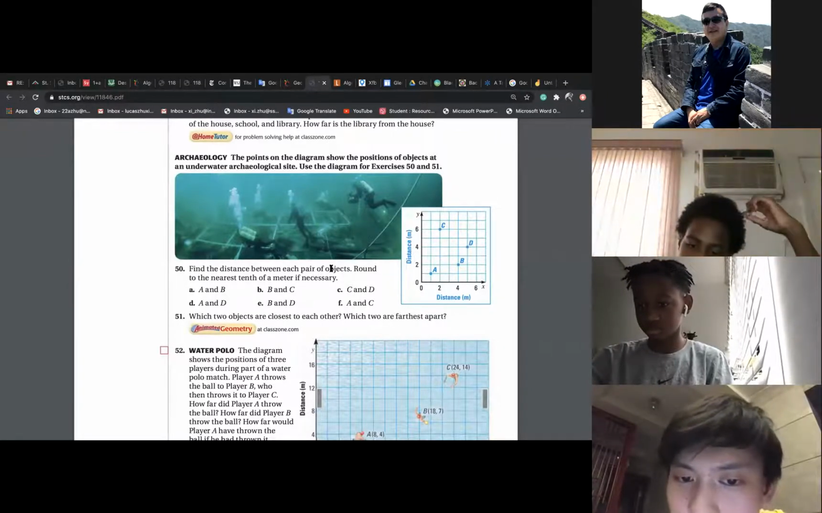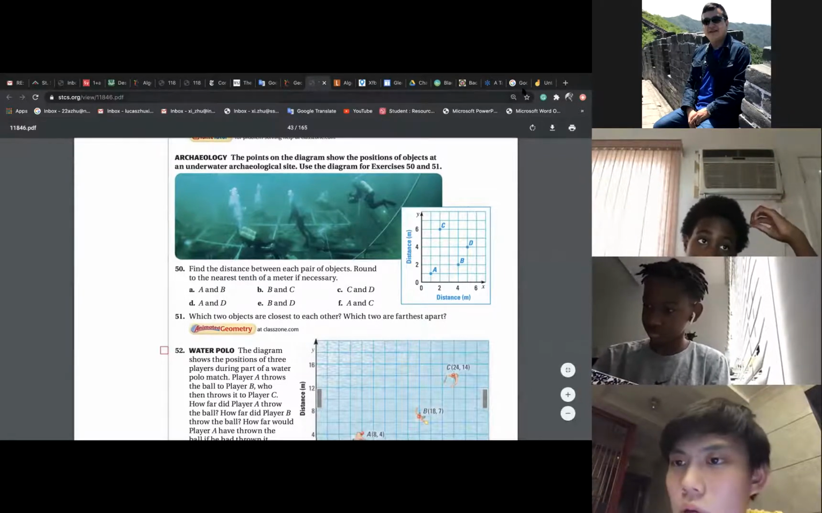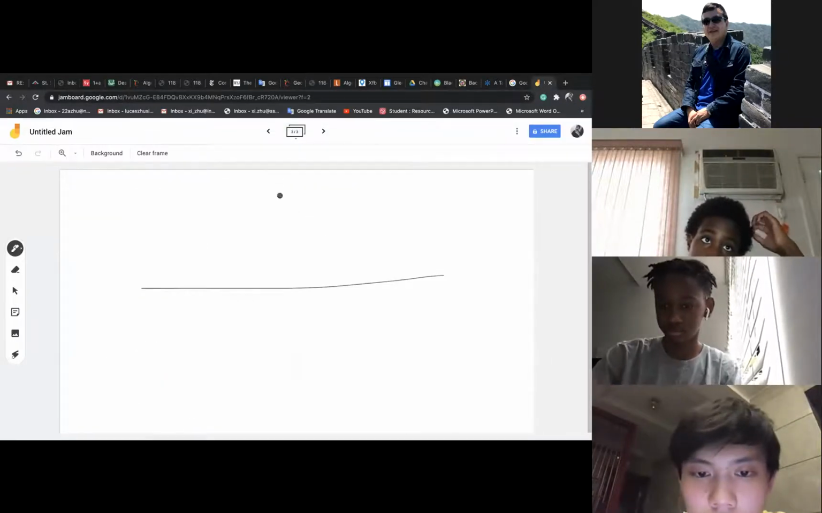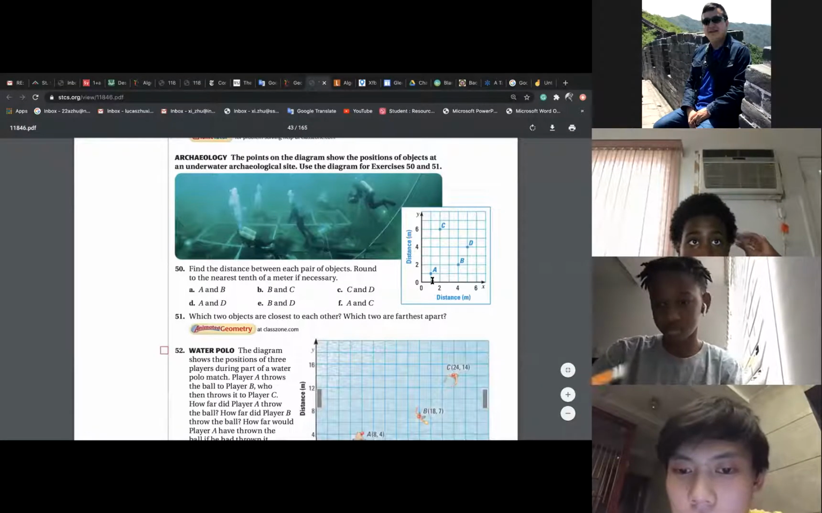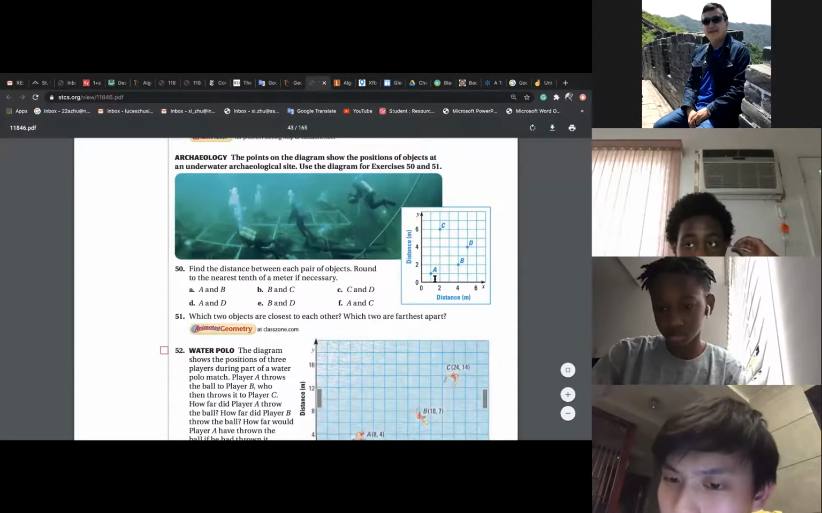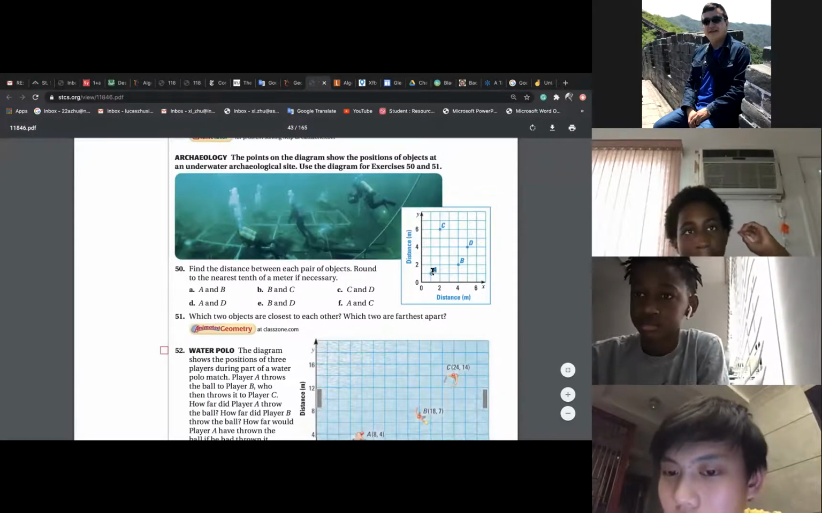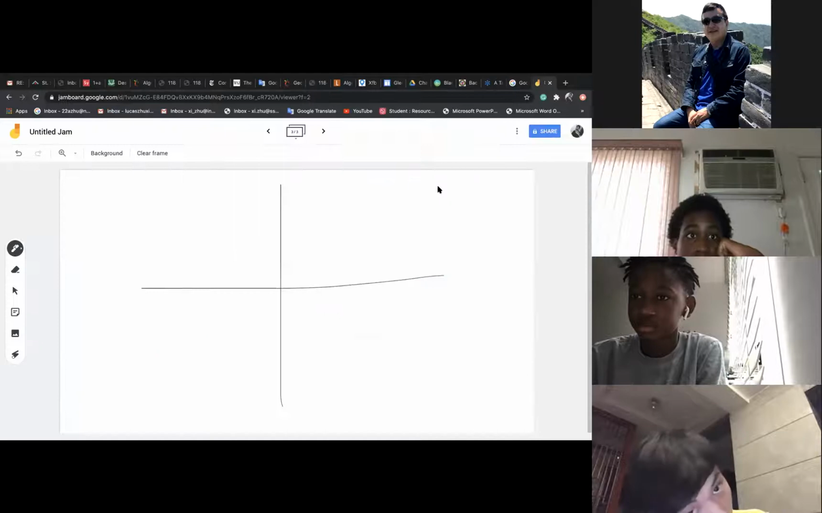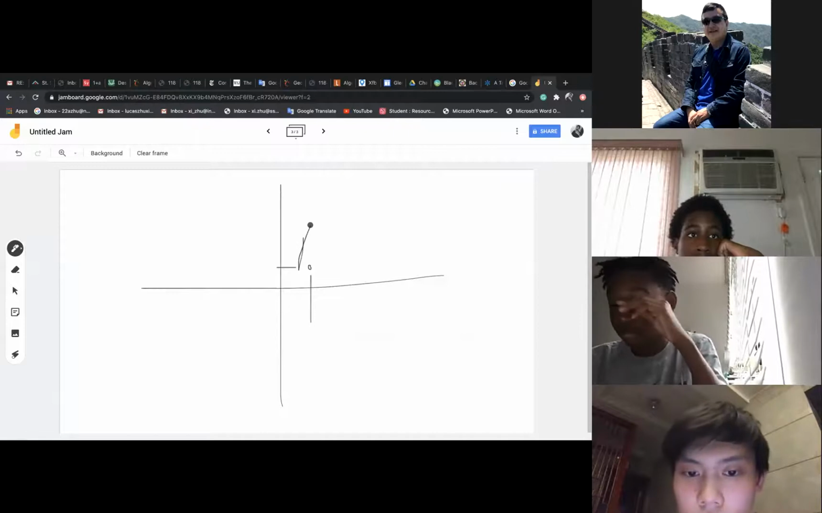Distance between each pair of objects. Okay, let's do 8 together. They're asking you to find the distance between A and B, right? And we know by looking at the graph, what's the coordinate for A? 1, 1. Yep, it's 1, 1, right? So it should be right here. 1, 1 should be A.